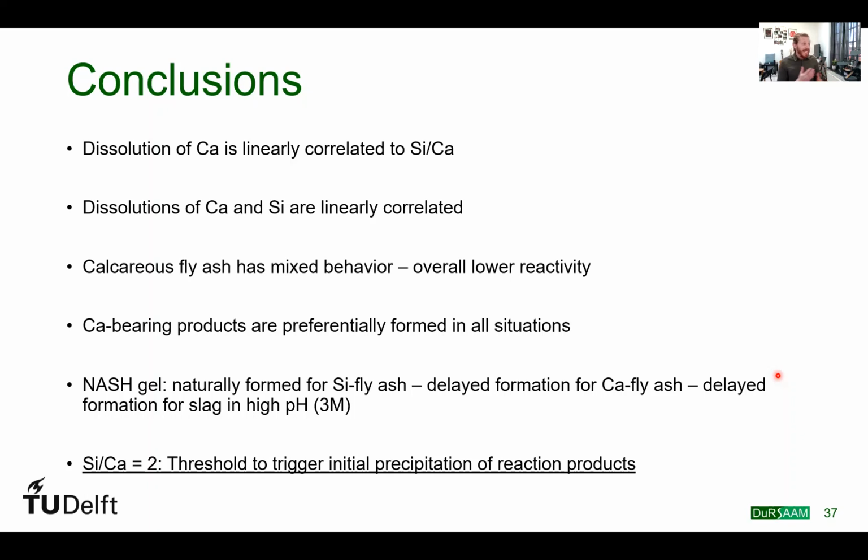And the products based on calcium are preferentially formed for all precursors and all situations. And the formation of NASH gel is naturally favorable for siliceous fly ash. But if we have higher pHs, we can see a delayed formation for calcareous fly ash and for slags as well. And most importantly, we observed that a silicon to calcium ratio of 2 is a threshold to trigger initial precipitation of these reaction products. Below 2, we have spontaneous formation of reaction products, and above 2, this is not favored.